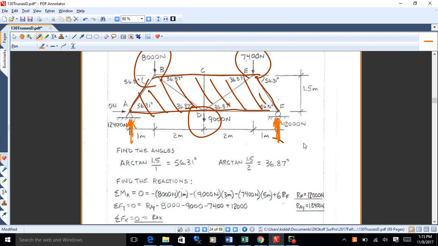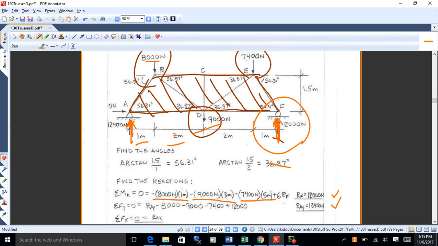So to accomplish that, you would find the reactions. Take moments about A, you'll have the 8,000 times 1. That'll be clockwise, negative. 9,000 times 1 and 2 makes 3, negative. And 7,400 times 2, 2, and 1 makes 5. Counteracting that, you'll have 6 times the reaction at F. You can solve for the reaction at F, and that's 12,000 newtons. You can then sum forces in the y direction, solve for RAY, it's 12,400.